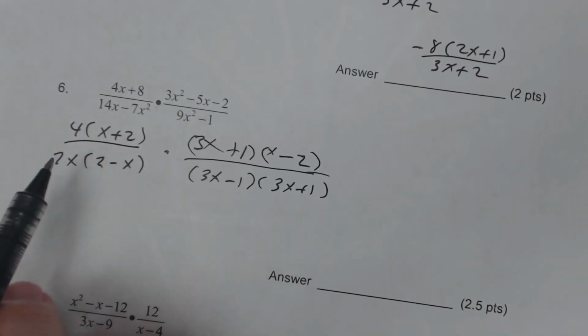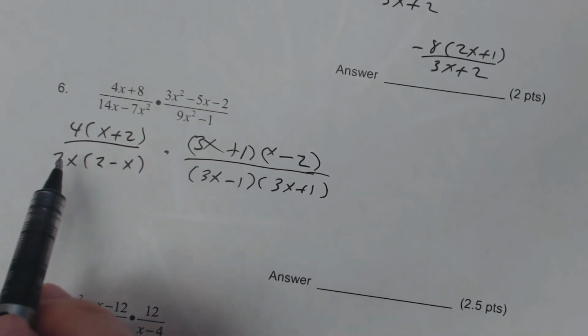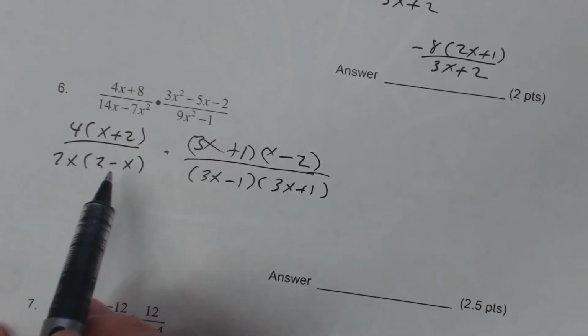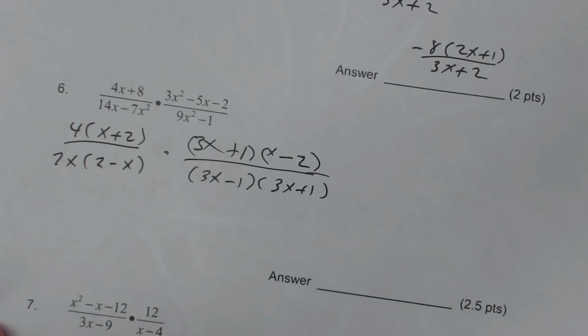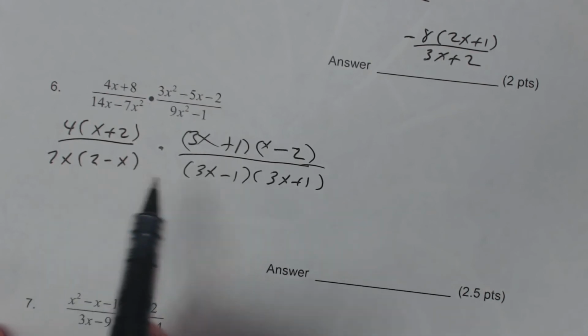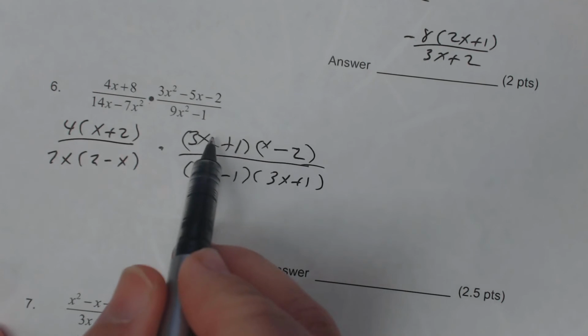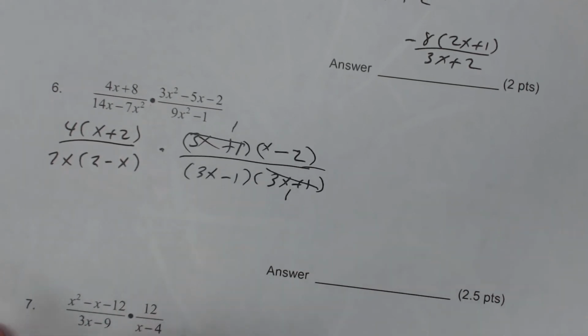Okay, now let's reduce. This factor 4 will not reduce with any factor down here. Remember, your factors are 7, x, 2 minus x, 3x minus 1, 3x plus 1. My next factor is x plus 2. I don't see an x plus 2 occurring anywhere down here. My next factor is a 3x plus 1. I see one right here. So when I cross them out, I put 1s in their place.